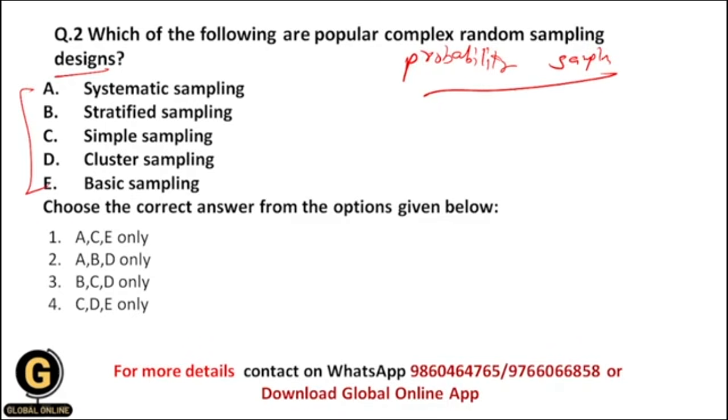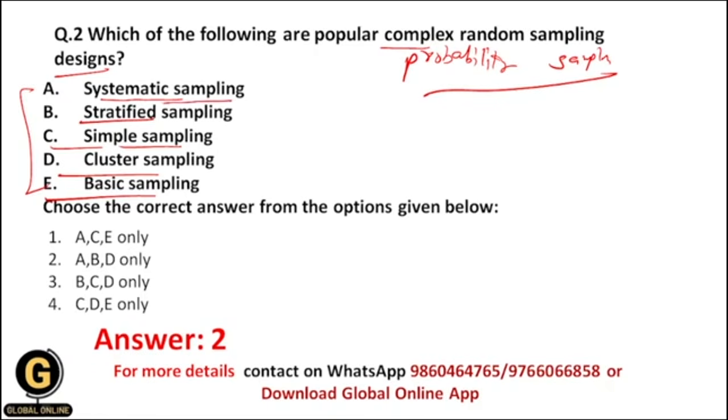So let us see the different options here: systematic sampling, then stratified sampling, then simple sampling, then cluster sampling, then basic sampling. So students, your correct answer over here should be 2, that is A, B and D, because A, B and D are the complex random sampling designs. Complex means there are many steps, and it is basically the opposite of simple random sampling. So let me explain why.